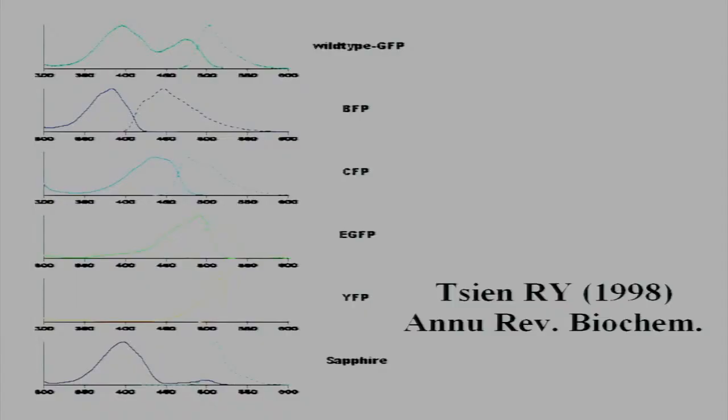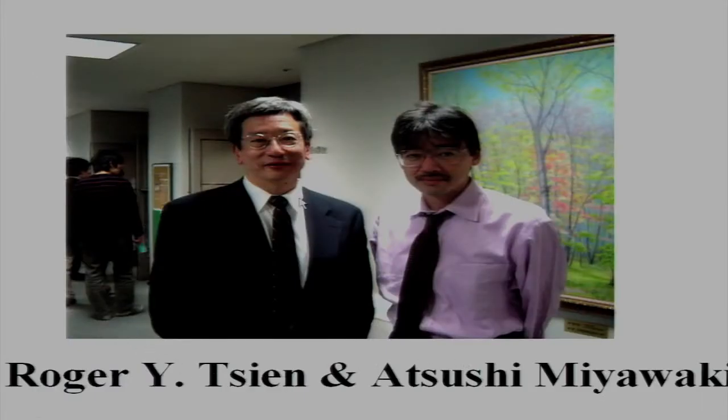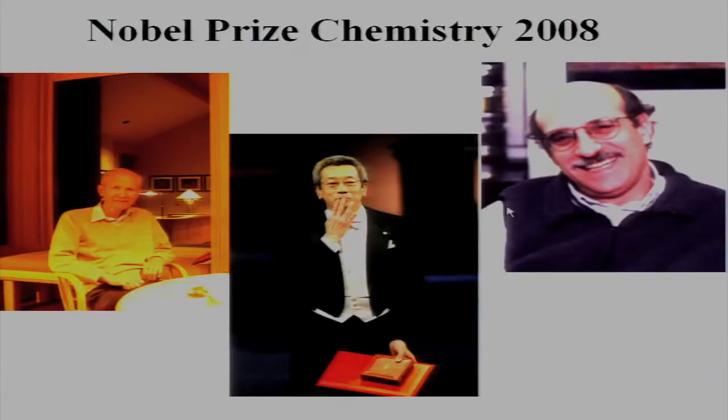Mutagenesis studies have produced several very useful GFP mutants of different colors, done by Dr. Roger Tsien at UC San Diego, my previous advisor. I was in his laboratory from 1995 to 1998, and I enjoyed myself very much. He gave me many pieces of intellectual advice, and he's very special for me. As you know, the three people won the Nobel Prize in Chemistry in 2008.